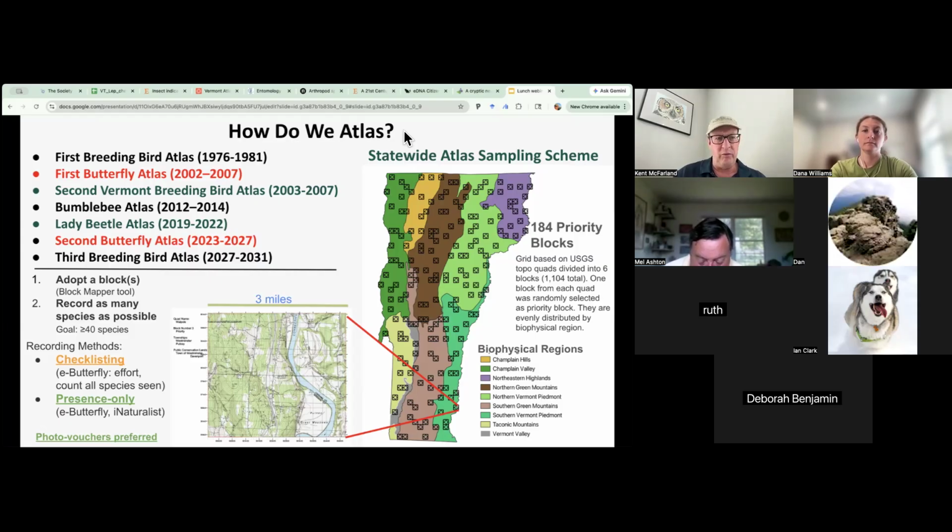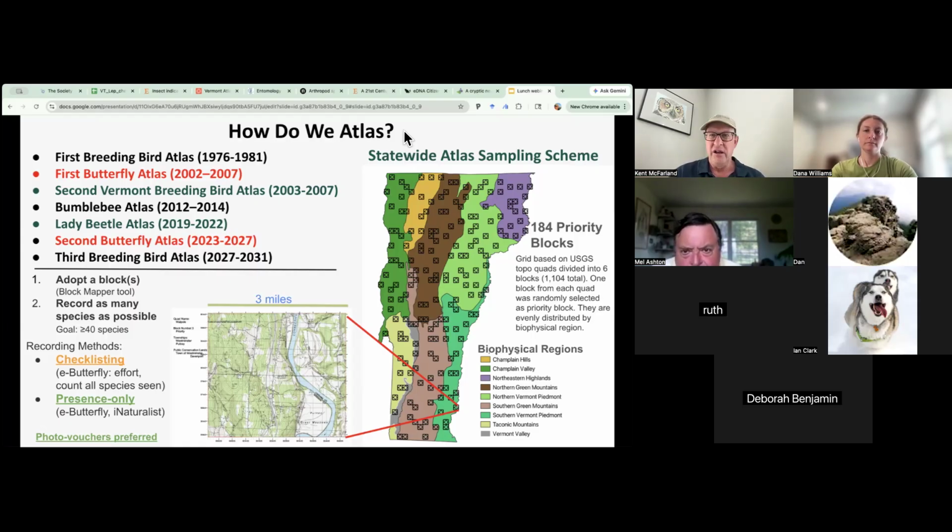And so you'll hear us all the time, maybe ad nauseum, that we need to get these 184 priority blocks done. And so my house is not in a priority block, but I've done really well. I think I have 41 species in the block that my house is in. But I have priority blocks all around my house that I've adopted because really to get this atlas done, we have to survey all 184 priority blocks enough to feel like we got a good sample across the whole state in a 5 or 6 year period.